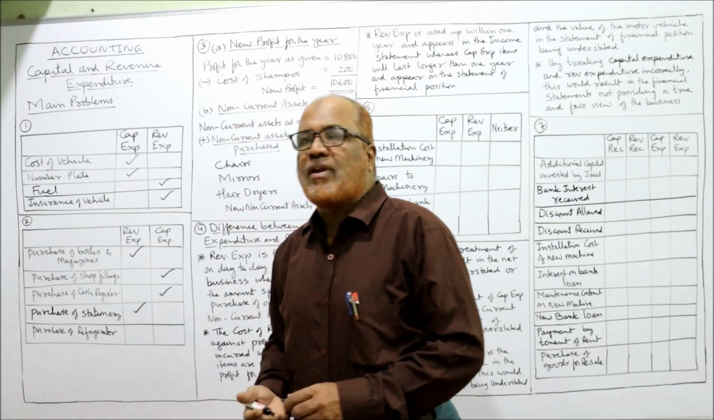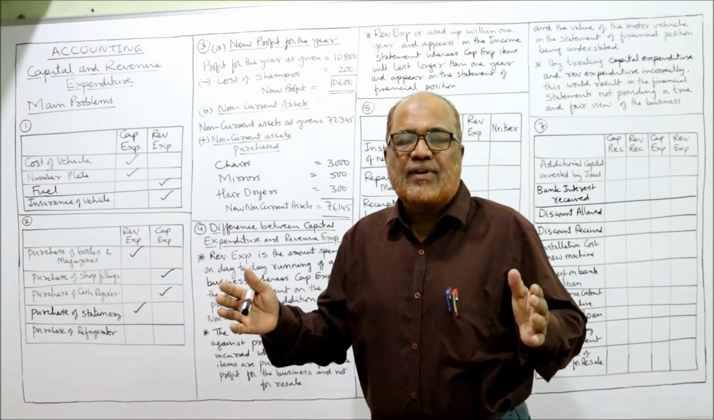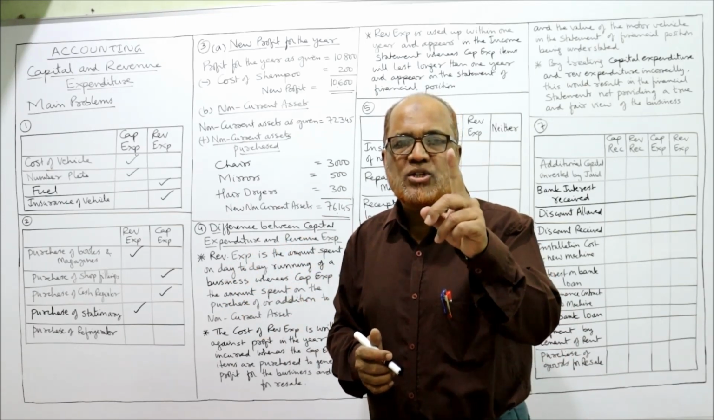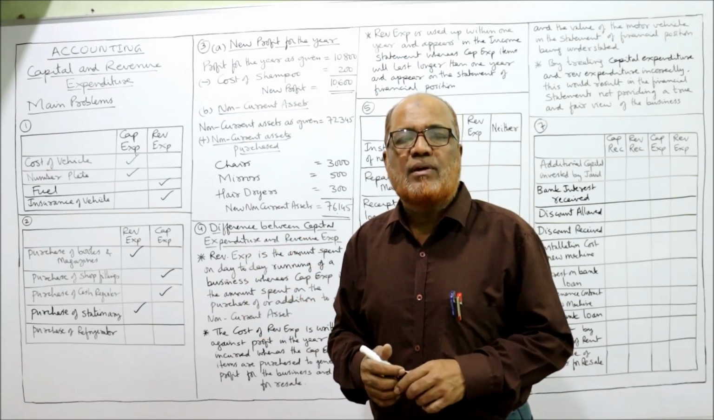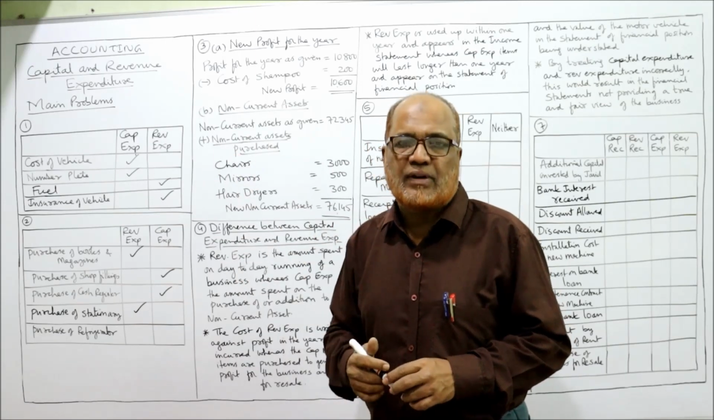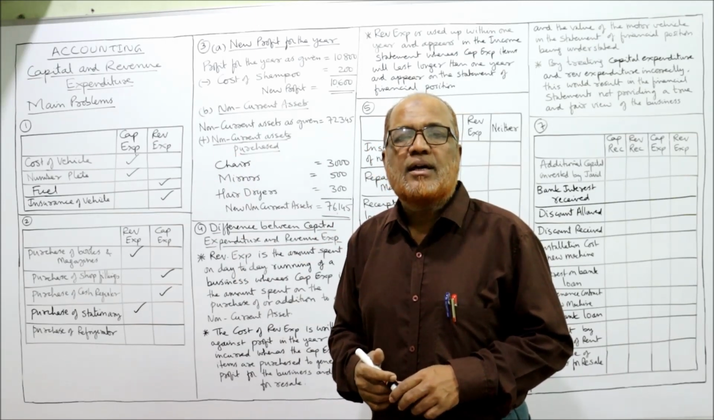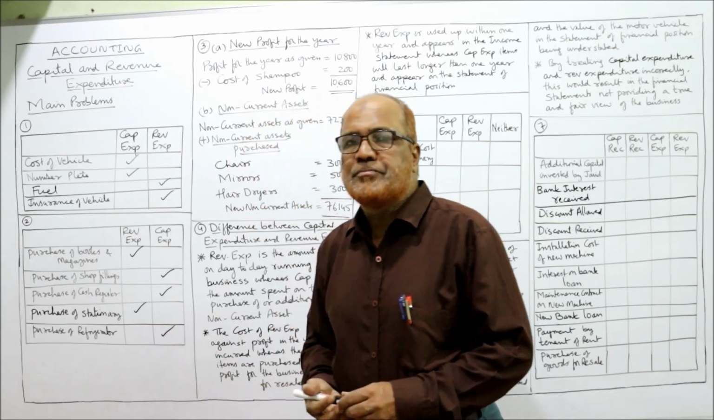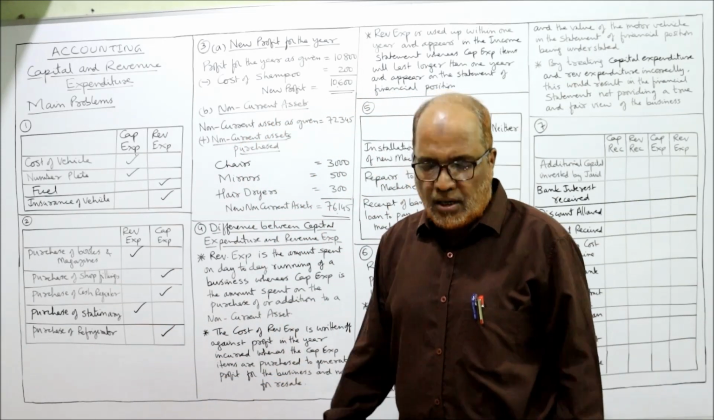Last one, purchase of refrigerator. The refrigerator is a non-current asset. Once it is purchased, the refrigerator will give benefit for a long period of time. So refrigerator is a capital expenditure. That's all. We have completed 2 problems. Now problem number 3.